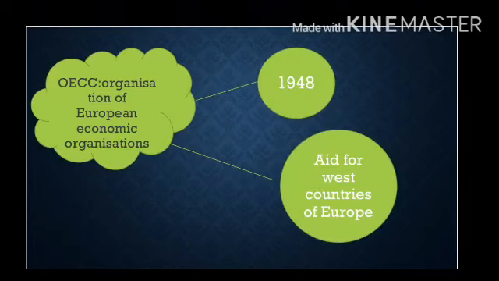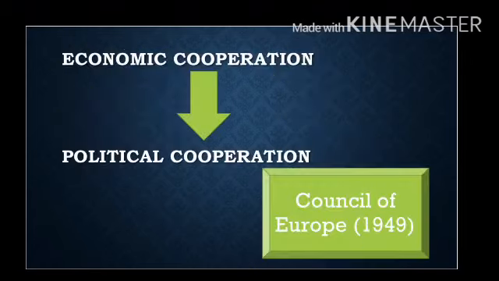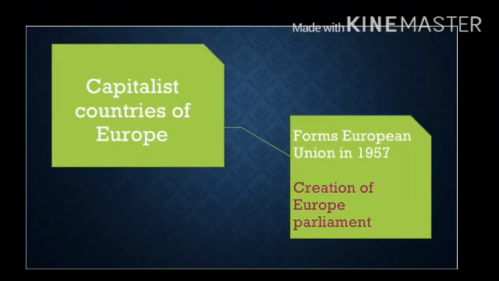The OEEC was established in 1948, providing aid for the countries of West Europe, and the economic cooperation was leading to political cooperation. Hence, the Council of Europe was established in 1949. Now, all of the capitalist countries of Europe were moving toward the European Union. So the European Union was formed in 1957, and it created the European Parliament.